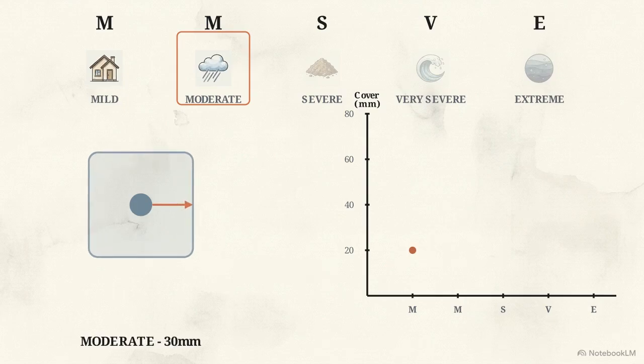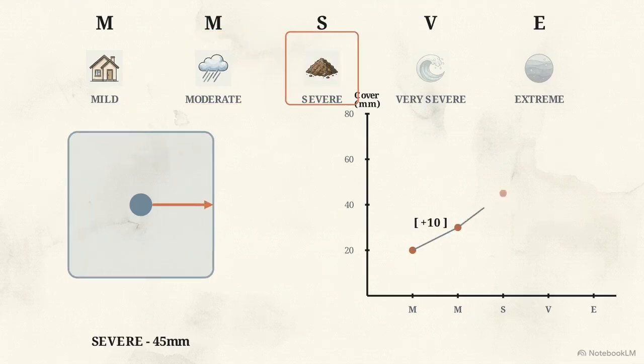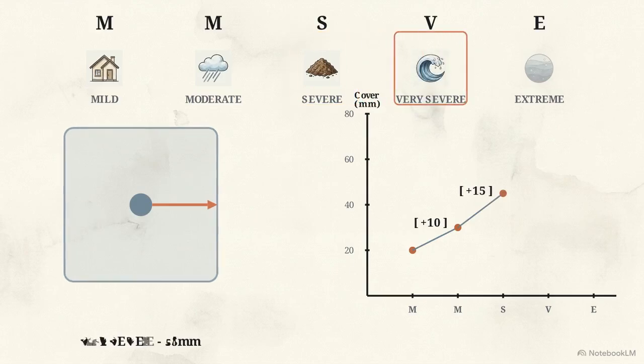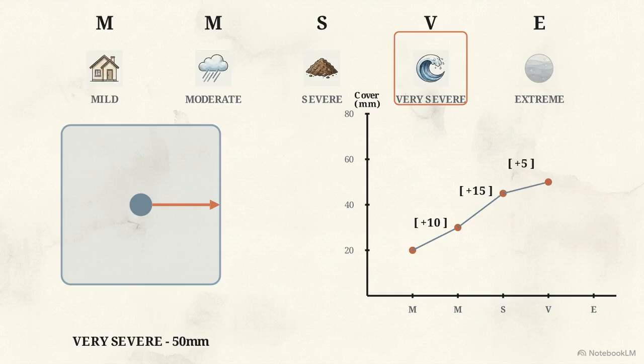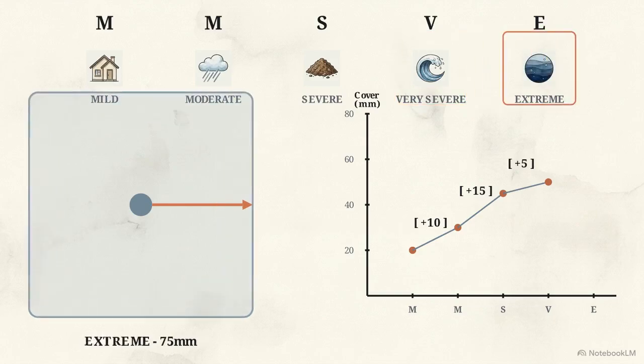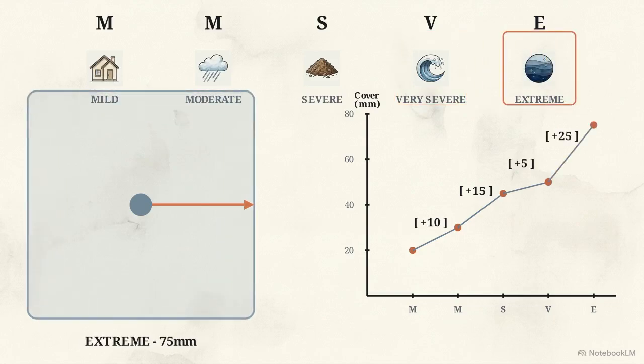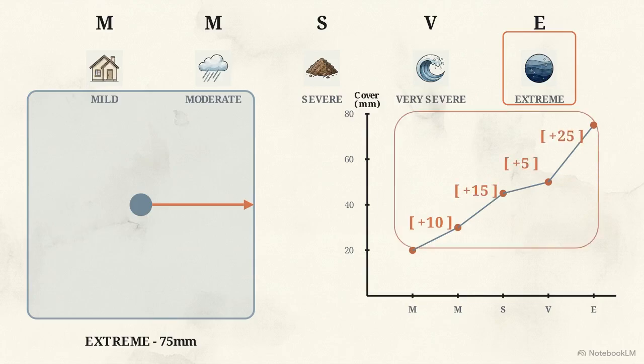Mild exposure requires 20 millimeters of concrete protection. Moderate exposure bumps that limit to 30 millimeters. As the hazard scales to severe, the required cover expands to 45 millimeters, and very severe pushes it to 50 millimeters. Finally, an extreme environment, like a tidal zone, demands a massive 75 millimeters of cover. Notice the mathematical jump sizes between these steps: +10, +15, +5, and +25. This sequence creates a rigid memorization anchor.